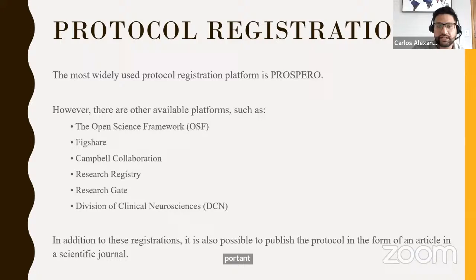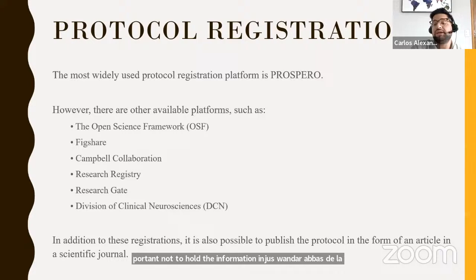So in addition to these registrations, you can also publish your protocol in the format of a paper. So a lot of scientific journals do publish protocols for systematic reviews, which is also amazing.